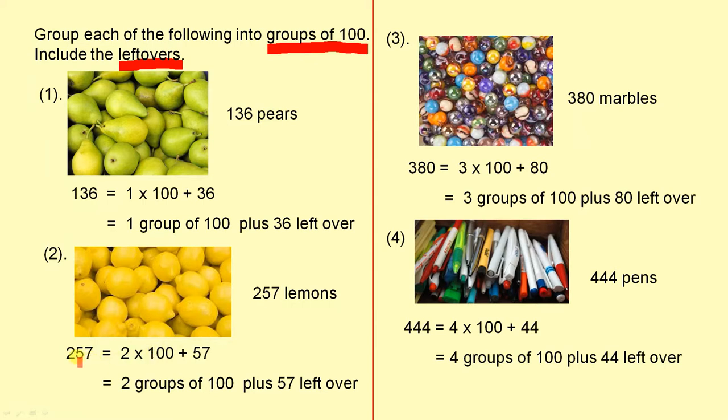257 lemons. 257 is 2 times 100 plus 57, which is 2 groups of 100 plus 57 left over. 380 marbles. 380 equals 3 times 100 plus 80, which is 3 groups of 100 plus 80 left over. And 444 pens. 444 equals 4 times 100 plus 44 left over, which is 4 groups of 100 plus 44 left over.